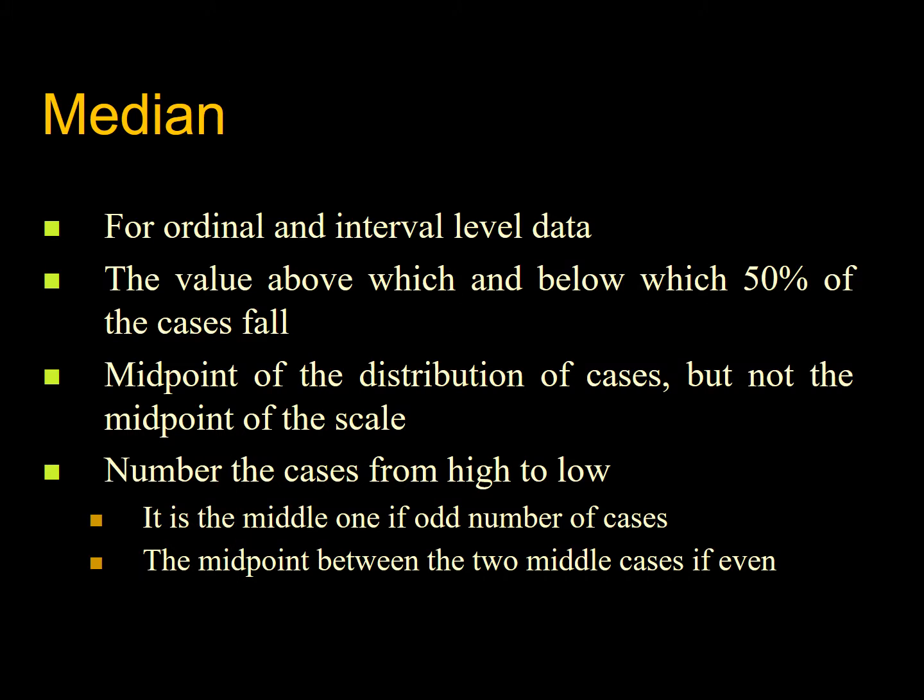The median. The median, which is typically used for ordinal and interval level data, where ordinal level is ranked, like bronze, silver, gold, and interval level is real numbers, like height, weight, and time, refers to the value above which and below which 50% of the cases fall. It is the midpoint of the distribution of cases, but not the midpoint of the scale. To find it, we number the cases from high to low, and it is the middle one if there's an odd number of cases, or the midpoint between two middle cases if it's even.